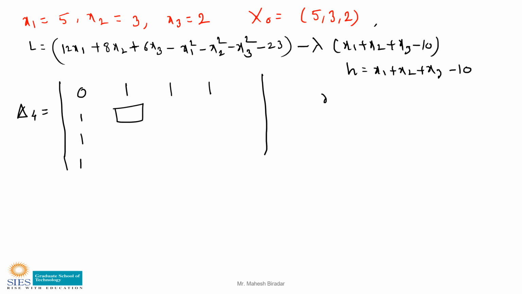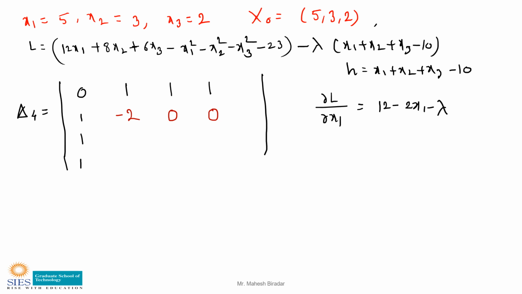Then this element you have to differentiate. Already we have differentiated dou L upon dou x1, which is 12 minus 2x1 minus lambda. You can differentiate this equation with respect to x1 once again, this will be minus 2. If you differentiate the same equation with respect to x2, there is no x2 and there is no x3 also. So second row is 1, then minus 2, 0 and 0.